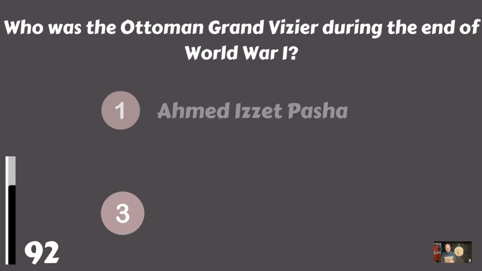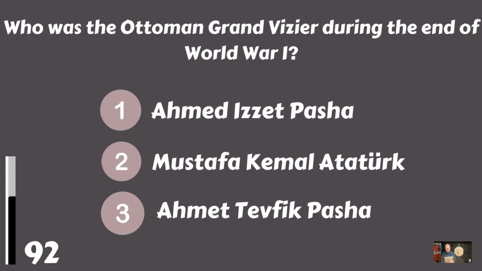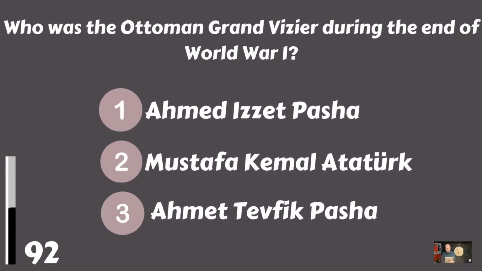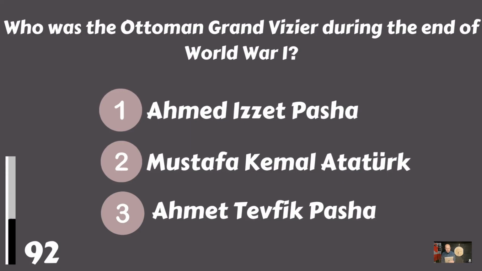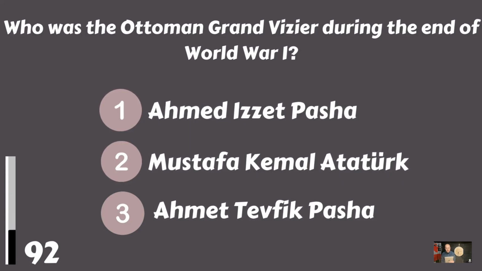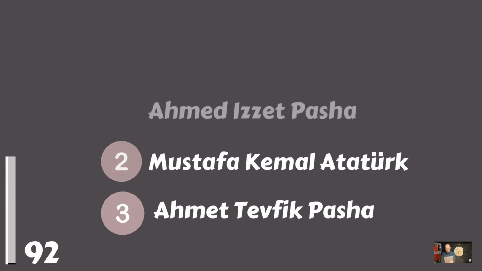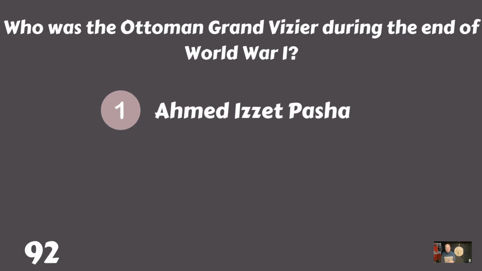Who was the Ottoman Grand Vizier during the end of World War I? Ahmet İzzet Pasha, Mustafa Kemal Ataturk, or Ahmet Tevfik Pasha? The Ottoman Grand Vizier at that time was Ahmet İzzet Pasha.